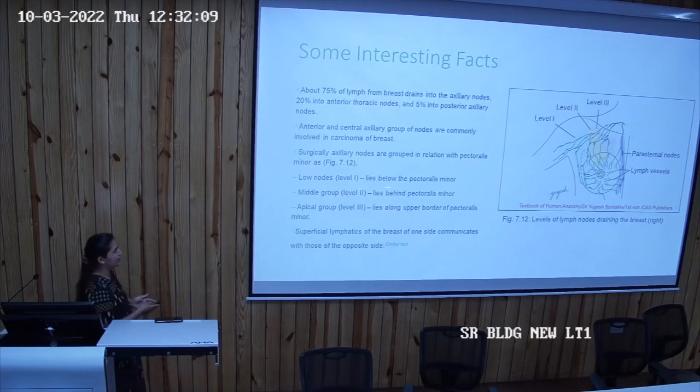In relation to the pectoralis minor, the one lying below the pectoralis minor is level 1, the one lying behind or beneath the pectoralis minor is level 2, and level 3 is the apical group, that is above the upper border of the pectoralis minor.